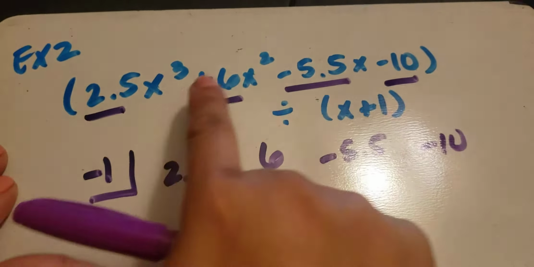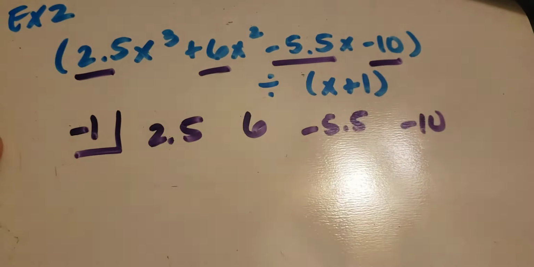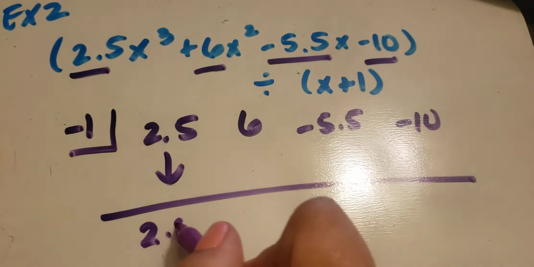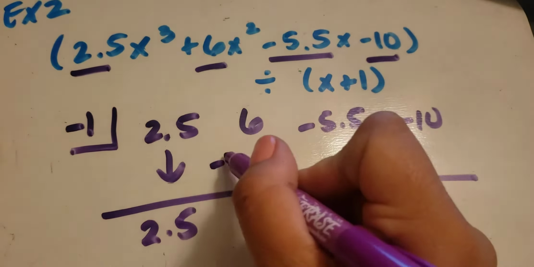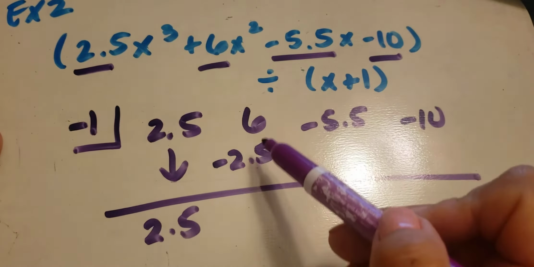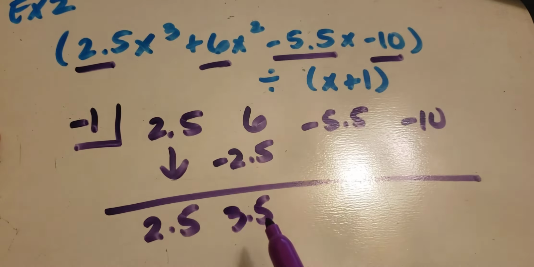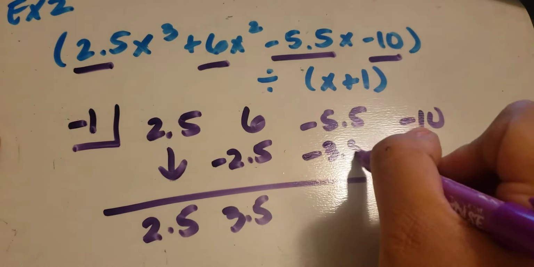And again, we're not missing any degrees, so there's no reason for placeholders. So the very first term, just bring it down, 2.5. Then we multiply 2.5 times negative 1, negative 2.5. And then we combine like terms. 6 minus 2.5 is 3.5. Then we multiply 3.5 times negative 1, negative 3.5.